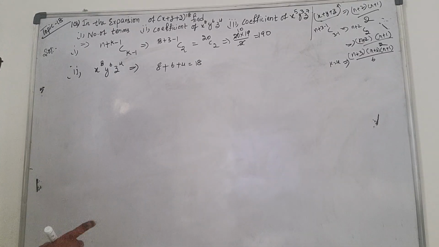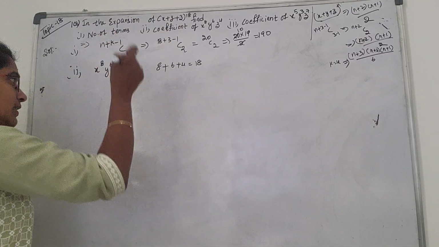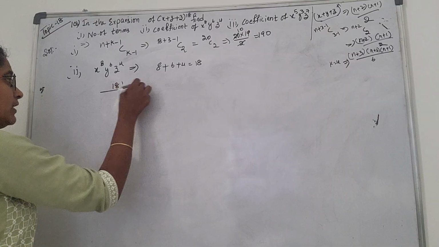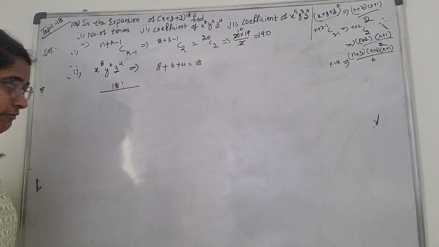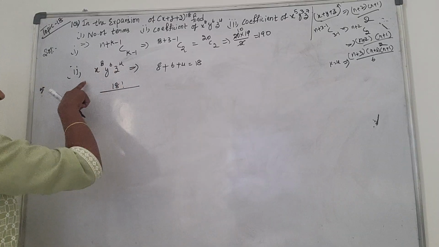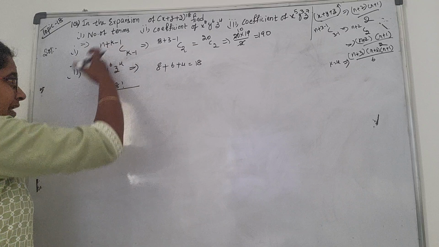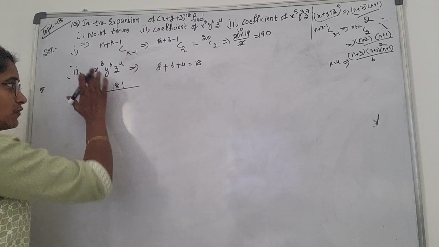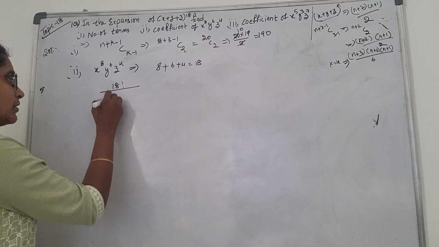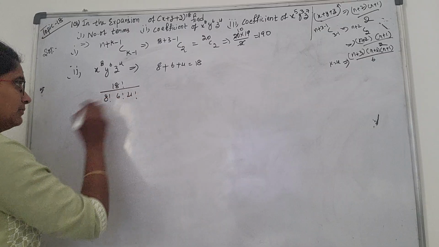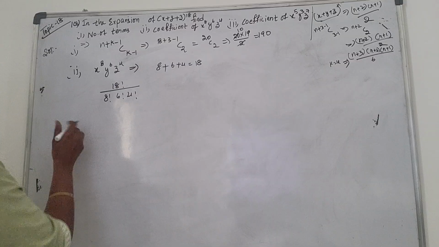The coefficient they are asking for is this one. Directly it is n factorial by p factorial, q factorial and r factorial, into x to the power p, y to the power q, z to the power r. However, they are asking for the coefficient only, so we don't need to write that part again. So here it is 18 factorial by 8 factorial, 6 factorial and 4 factorial. That's it, just calculation you can do, that's the answer.